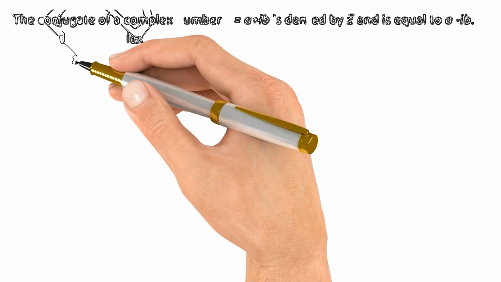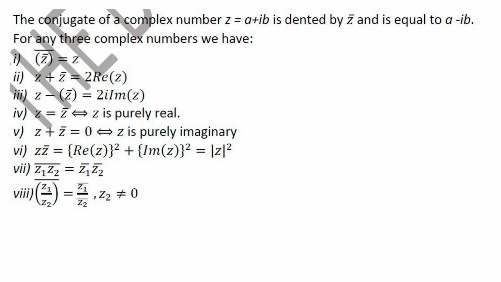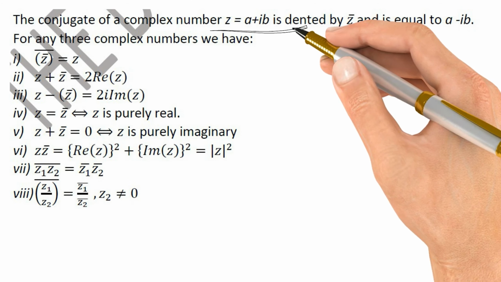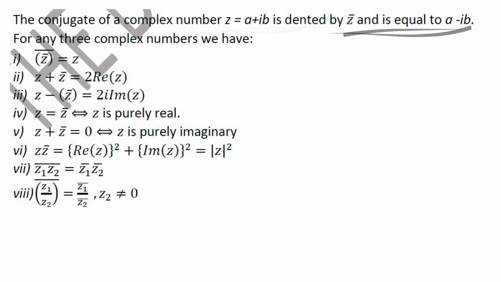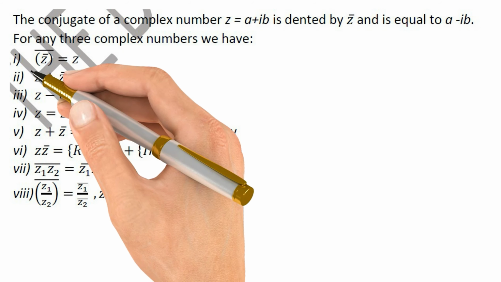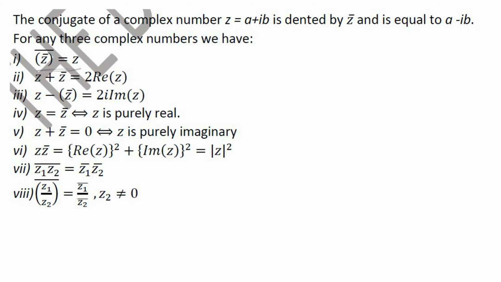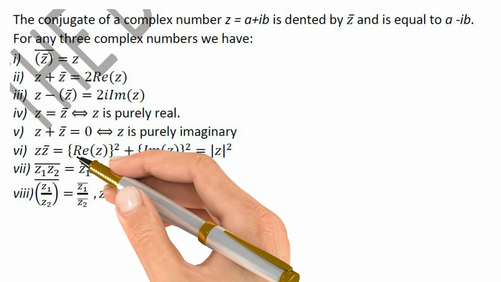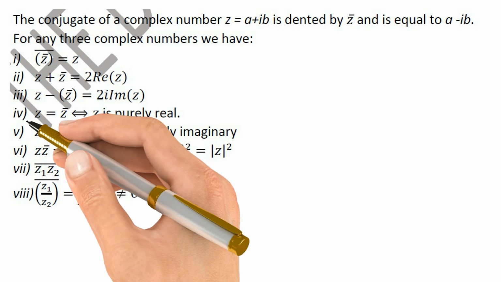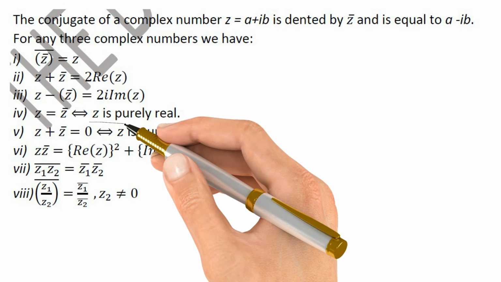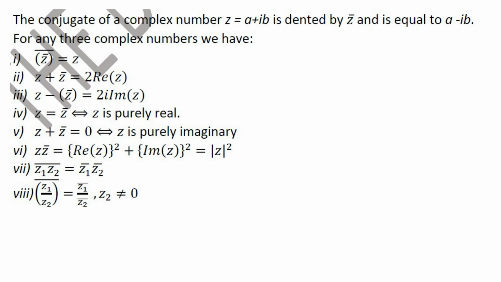The conjugate of the complex number z equals a plus ib is denoted by z bar and equals a minus ib. For any complex number, we have conjugate of z bar equals z, z plus z bar equals 2 times Re z, and z minus z bar equals 2i times Im z. If z equals z bar, then z is purely real. z plus z bar equals 0 denotes that z is purely imaginary.